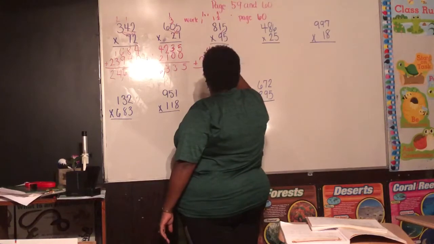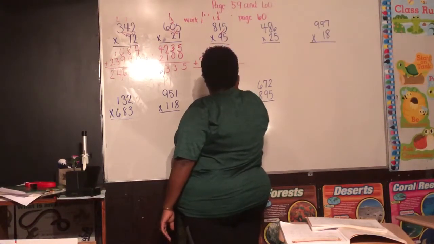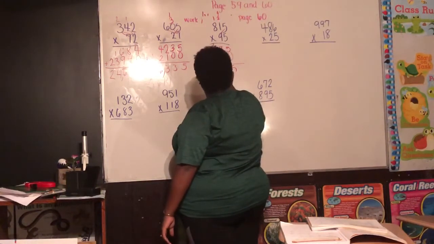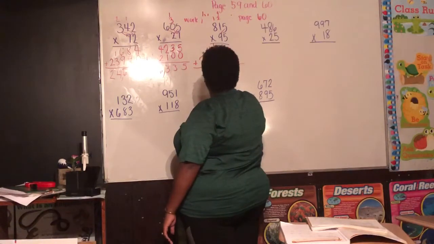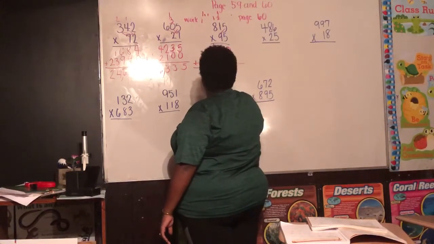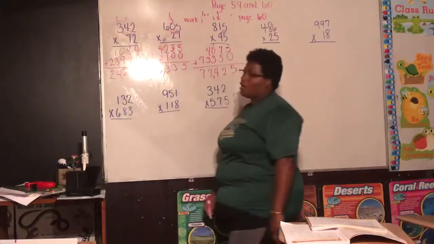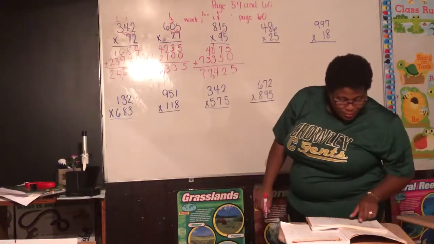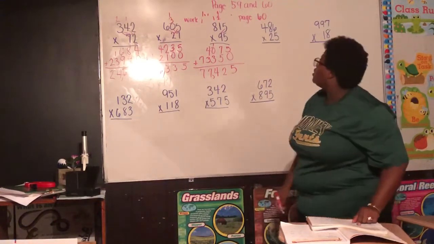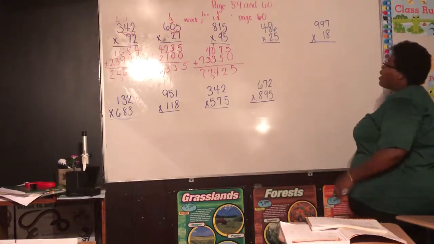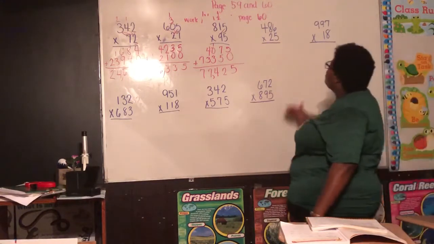5, 7. 12 plus 3, 4. 4 plus 3 is 7. Bring down that other 7. Don't forget your comma. 7, 7, 45. Correct. Alright, move it on.